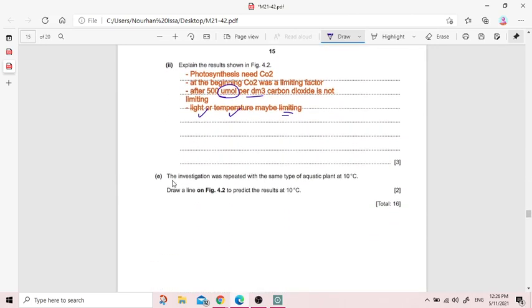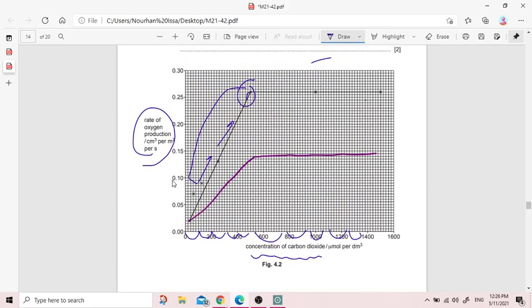Okay. The investigation was repeated with the same type of aquatic plant at 10 degrees Celsius. Draw a line on the figure to show the results. When you repeat the experiment at a lower temperature, you will get less rate, less steep. This is a steep increase. Here it will be less steep, and then it will be constant at a lower level. Since the temperature is less, the photosynthesis will not be at the same activity. It will have less activity due to less activity of the enzymes.